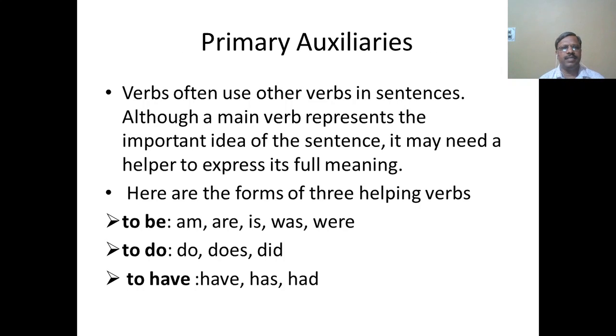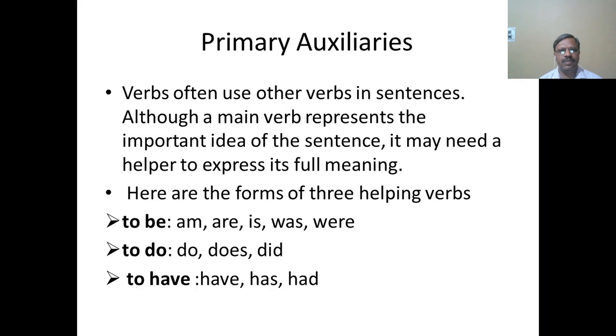The primary auxiliaries are very important primary auxiliaries or helping verbs. Verbs often use other verbs in sentences. Although a main verb represents the important idea of the sentence, it may need a helper to express its meaning. Even though the main verb is the very important part in the sentence, it needs a helper or an auxiliary verb to express its full meaning. The main verb alone cannot express the full meaning of a sentence in all the cases. That is why we need the helping verbs.